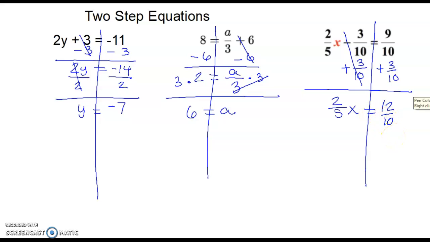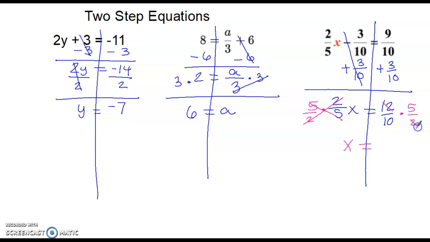Whenever you see a fraction, guys, being multiplied or divided, go ahead and take your reciprocal and multiply when you're moving it to the other side of the equation. That cross reduces to get you ones. 1 times x is simply x.